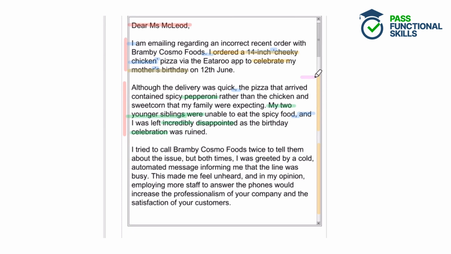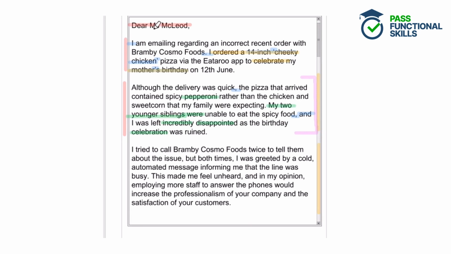So for example, here we have, although the delivery was quick, the pizza that arrived contained spicy pepperoni rather than chicken and sweet corn. My siblings were unable to eat this food and we were incredibly disappointed. So all of the sentences in this paragraph explain what happened, what went wrong with the pizza delivery, and how everybody felt about that.